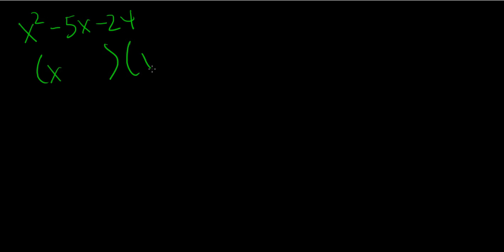Now we're going to do another example of this when c is negative. We have x squared minus 5x minus 24. So again, let's start by drawing the two parentheses and putting x's at the front. Now we want to find the factors of c, which in this case are negative 24. Remember that because c is a negative number, one of the factors is going to be negative, one factor is going to be positive.